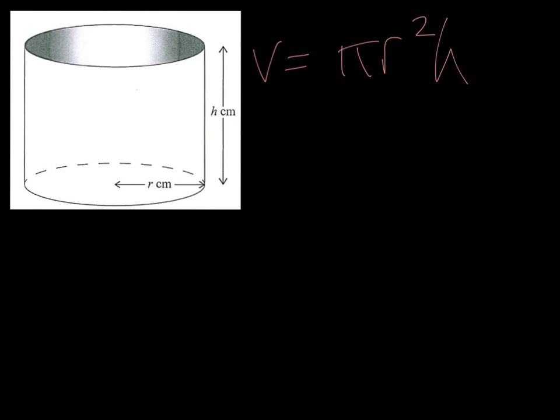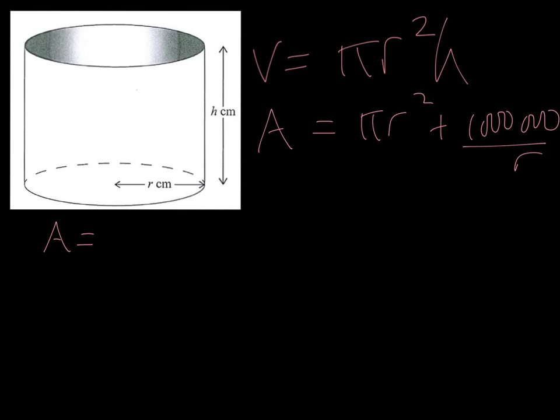In part D, this is when it starts to get a little bit trickier. We are asked to show that the area equals pi r squared plus 1,000,000 over r. Now, at first glance, that looks a little bit intimidating, but let's try and break it down by using what we already know. If I draw you back to the first part of the question, we've already said that the area is the same as pi r squared plus 2 pi r h.